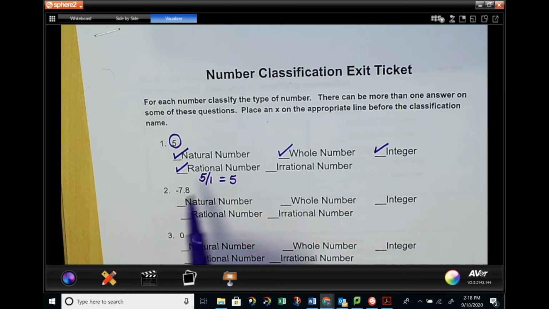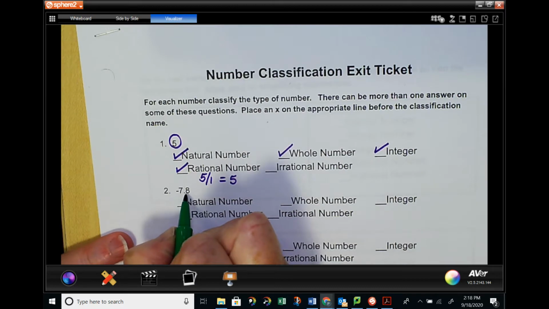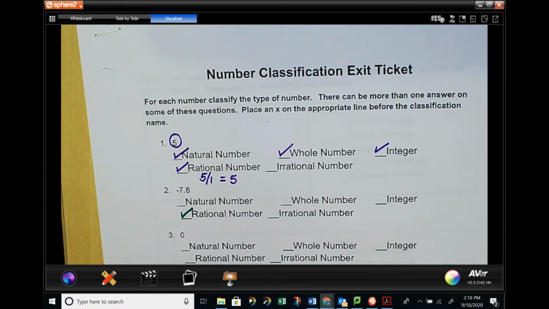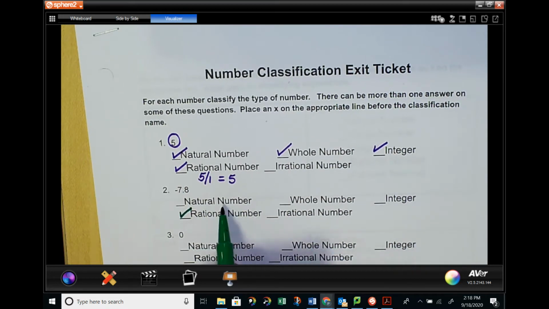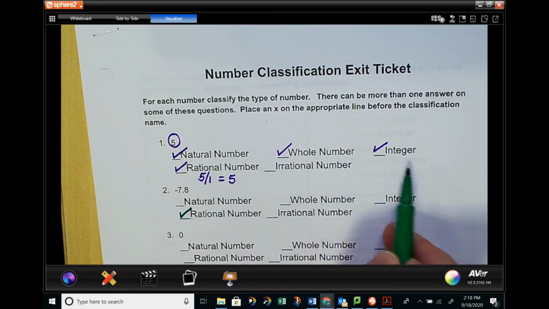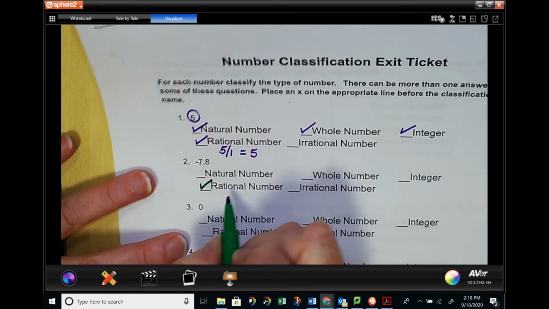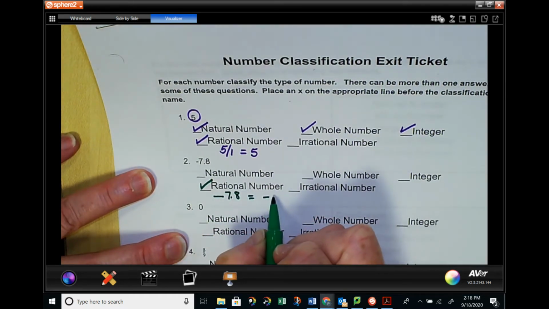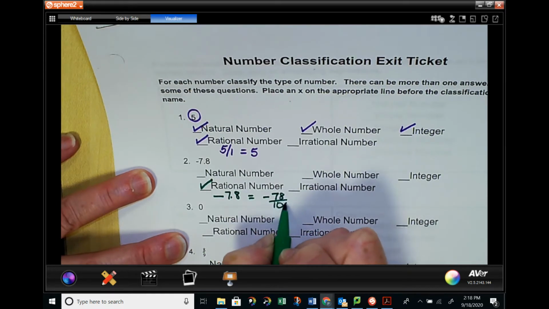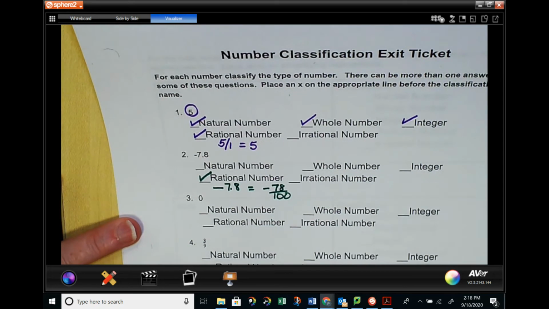So again, 7 over 8, or negative 7.8, sorry. That has a decimal, so that's just rational. It is not irrational. So notice that natural, whole, and integers have no decimals. Rationals can be decimals. Decimals are fractions because negative 7.8 is the same thing as negative 78 over 100, and again, that's represented as a fraction.